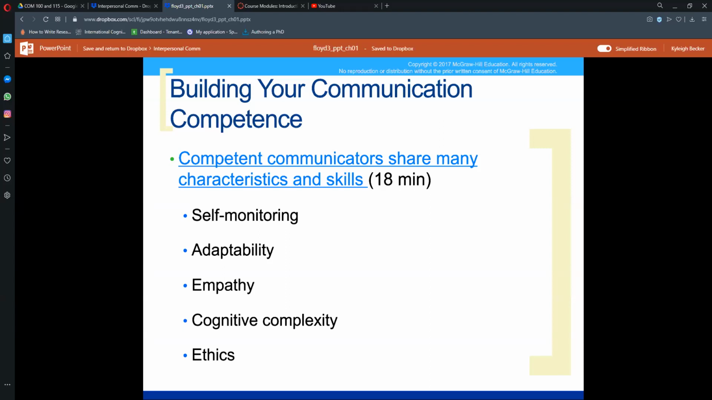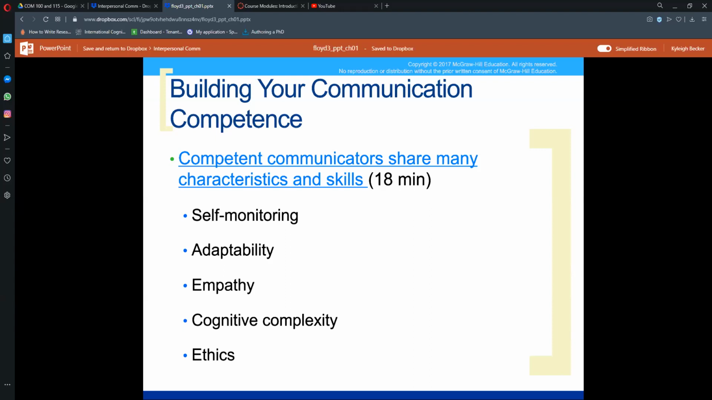Competent communicators share many characteristics. They can self-monitor and think, okay, am I doing what I should be doing? Am I acting effectively and appropriately? They can adapt to different situations. They are empathetic. They have cognitive complexity, which means they can find alternate explanations for things. Maybe one of their coworkers comes in and seems kind of down or not talkative, which might be strange. Instead of saying, oh, they're just a jerk today, they can say, I wonder what happened on the way over here this morning that would cause them to be this way.